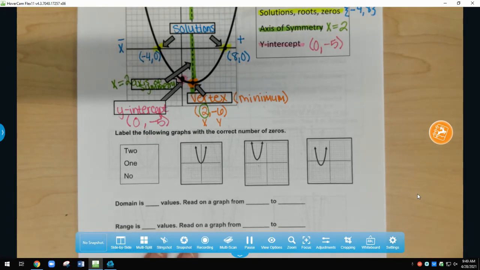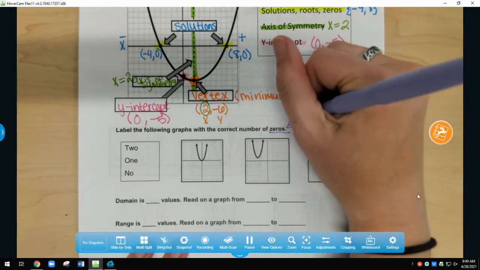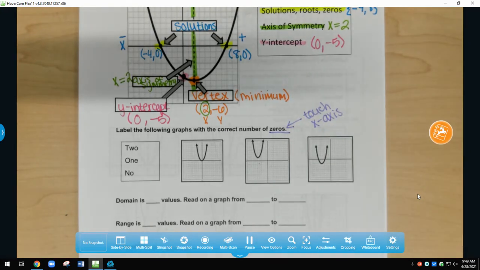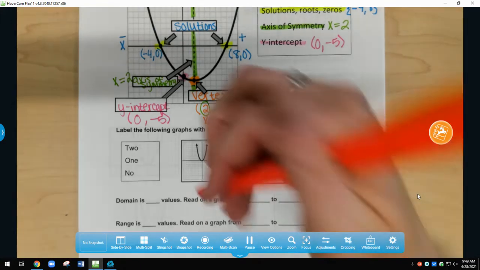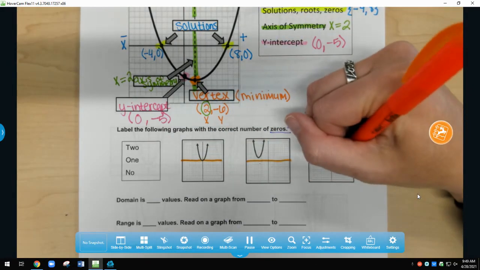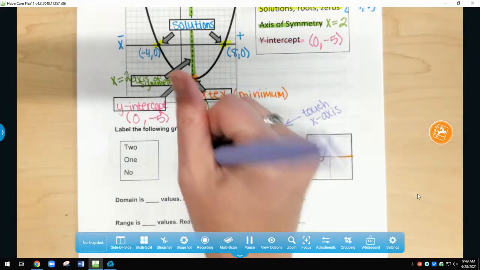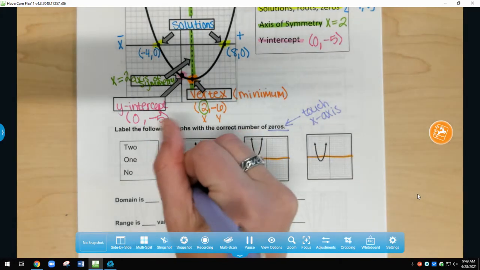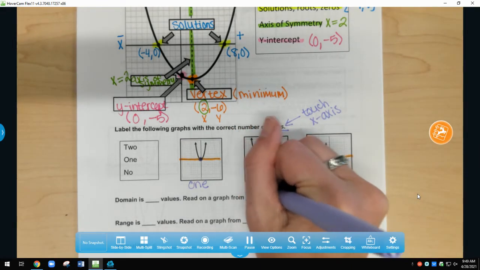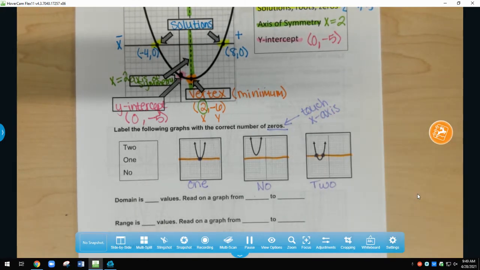Quadratics can have 3 options for their solutions. So the number of zeros is going to be how many times the graph touches the x-axis. Okay, so I'm going to go ahead and highlight my x-axis. Remember, x is the horizontal one. And we're just going to label how many solutions based on 2, 1, or no. So this first one just touches it and goes back up. So that's going to be 1 solution. This one doesn't touch at all, so that's no solutions. This one crosses twice, so that's going to be 2 solutions.